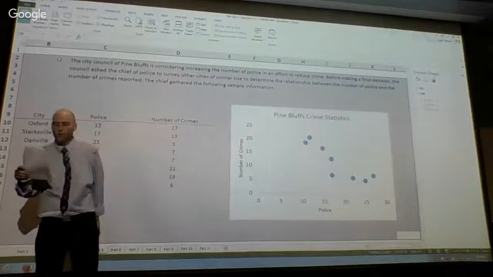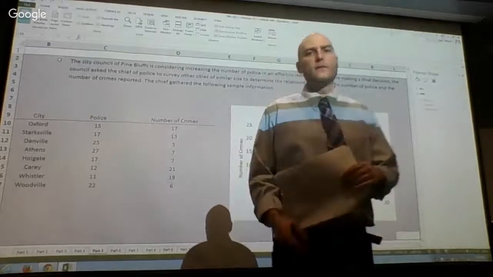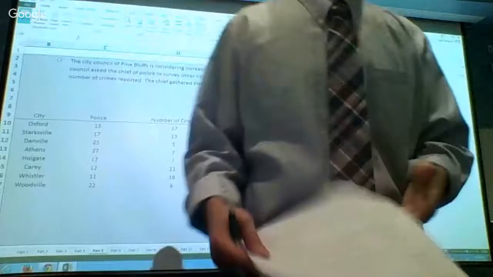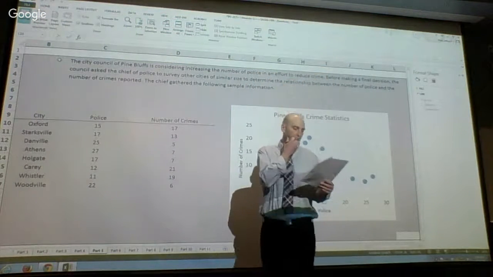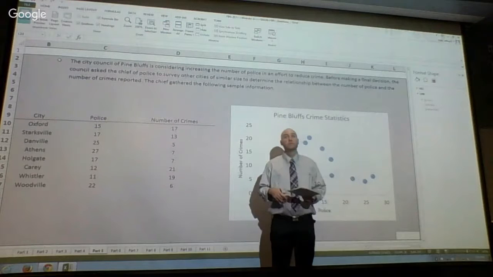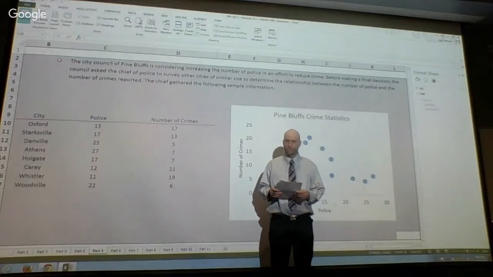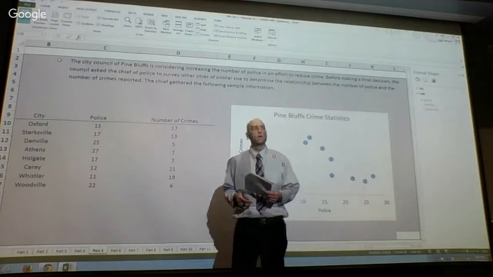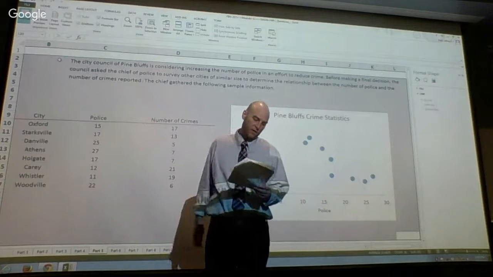Okay, we got 4 choices for the value of the correlation coefficient. 2 are positive and 2 are negative. Which one are we going with for the answer to 48? Stephen, you say A. Why do you say A? Yeah, because it's negative and strong. There you go. 48 down, 53 to go.